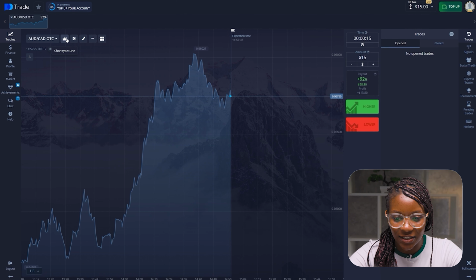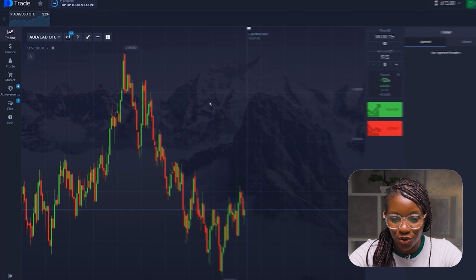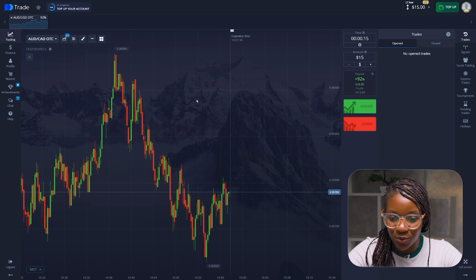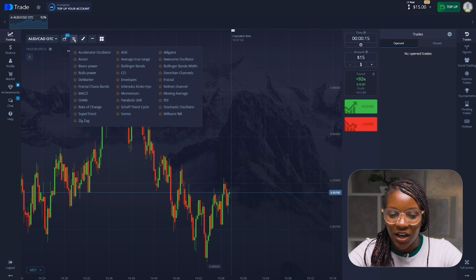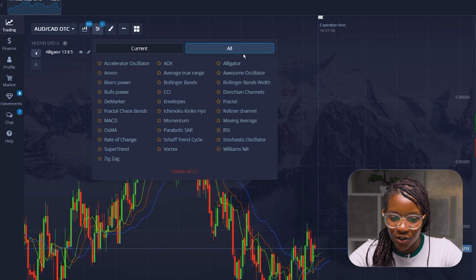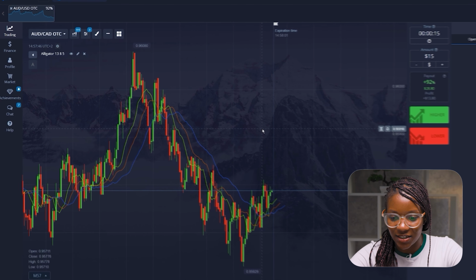Click here, select candles, select the time frame for 15 seconds, then choose two indicators that will help us in trading today, with which we'll trade and make a profit. Click on indicators and select two indicators here. First one will be the alligator. Second is the stochastic oscillator.